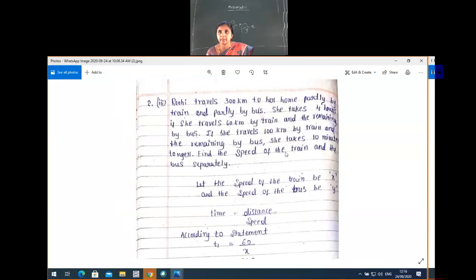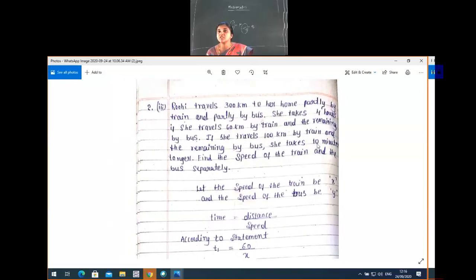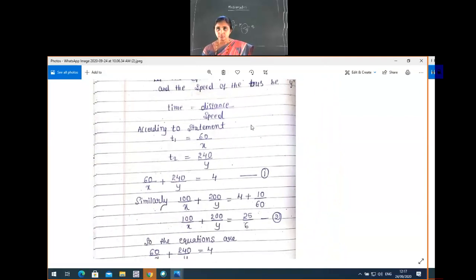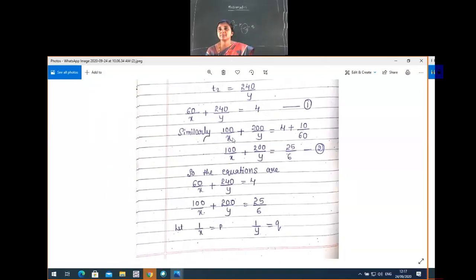Look at the problem here. She takes 10 minutes longer, in the sense that you have to add 10 minutes to the 4 hours. Then we get 100 by x plus 200 divided by y is equal to 4 plus 10 divided by 60, converting that into hours. So 100 by x plus 200 by y is equal to, after simplification, 25 by 6. This is called equation 2.